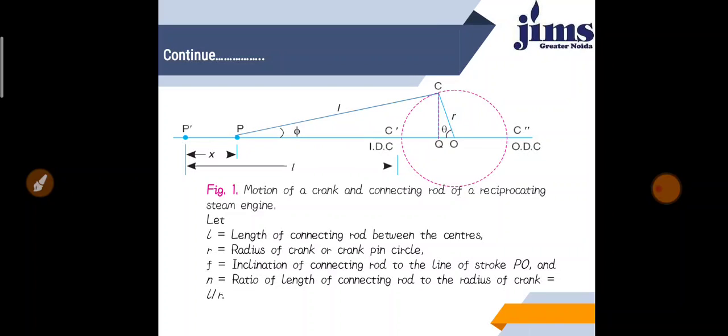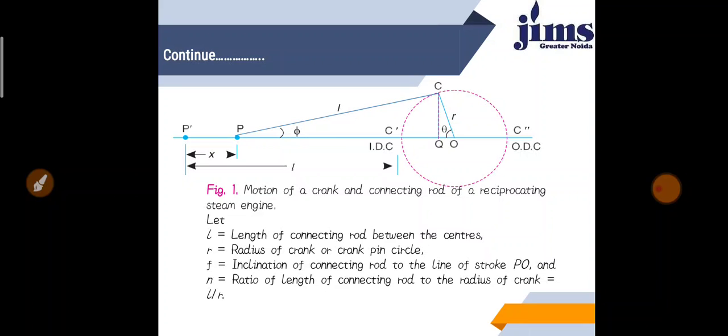We already know that this mechanism is used, which mechanism? Slider crank chain mechanism. The slider crank chain mechanism is used for converting rotary motion into reciprocating motion, or vice versa. We already discussed points P and P dash. Point P shows the velocity of the piston. P to P dash represents the displacement.